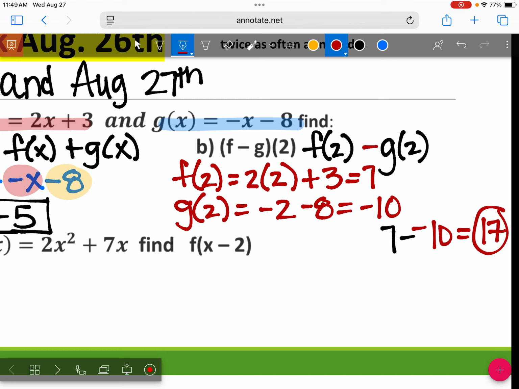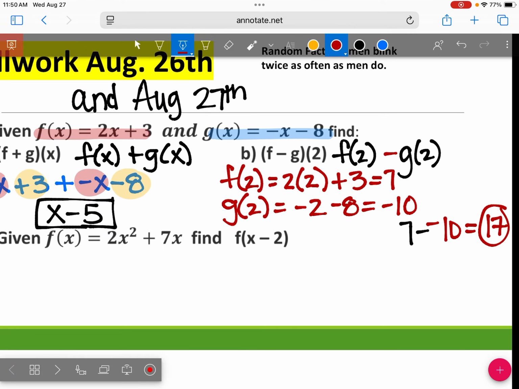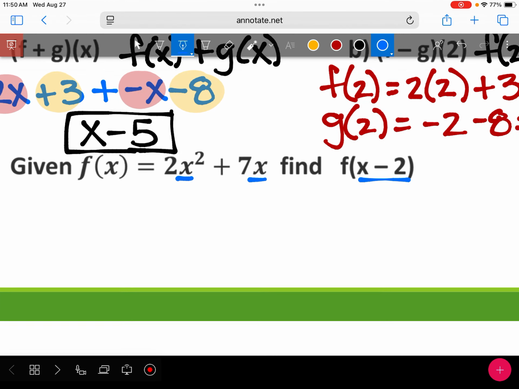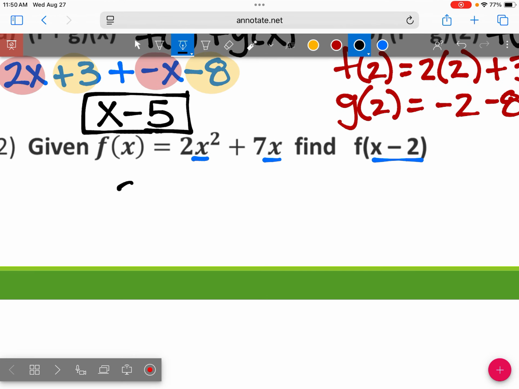All right, who had number 1 right? Any questions? All right, part 2, we have to do a substitution. And I'm substituting in x minus 2, both places where I have an x. So the first thing you should have is 2. And I like to make my little shell. And I have to put that x minus 2 in both places.